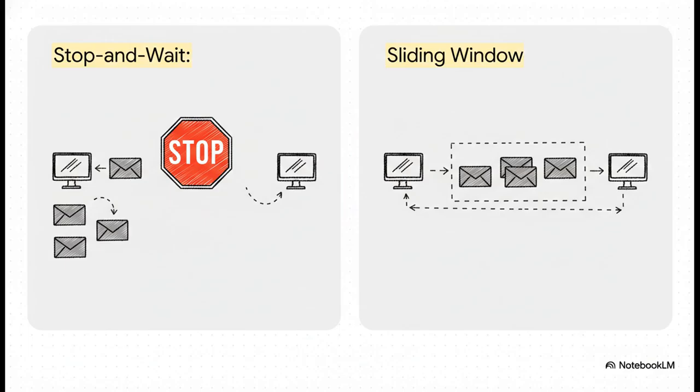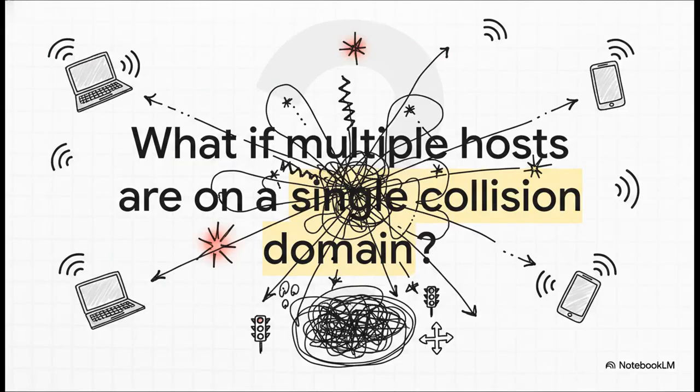The much smarter way is the sliding window protocol. With this, the sender can send a whole bunch of packets at once, a window full of them, without waiting for an OK for each individual one. It's way more efficient.